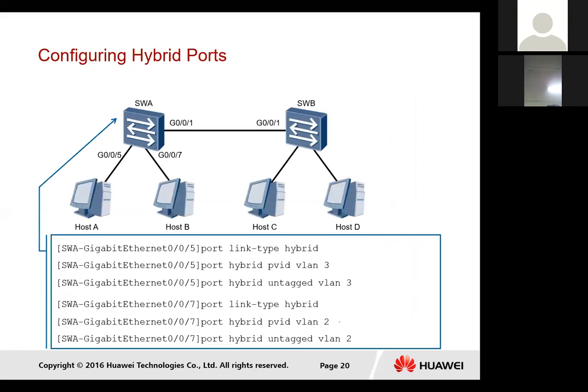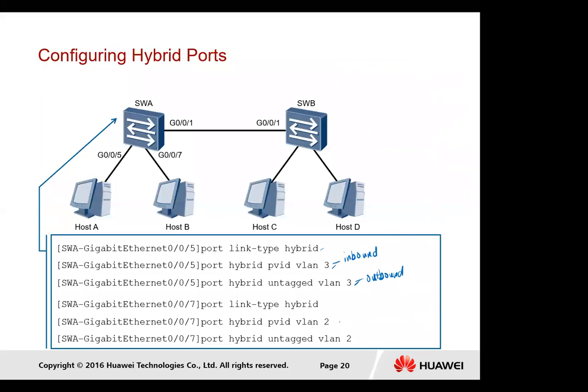And the last one is how we specify it based on hybrid. For hybrid, we have port link-type hybrid, port hybrid pvid vlan 3, port hybrid untagged vlan 3. As I mentioned, this is inbound and this is outbound. So you always need to specify these two: inbound is equal to what, and outbound is what. Without the outbound, you are not able to communicate. Even if you are in the same VLAN, you must set the outbound.